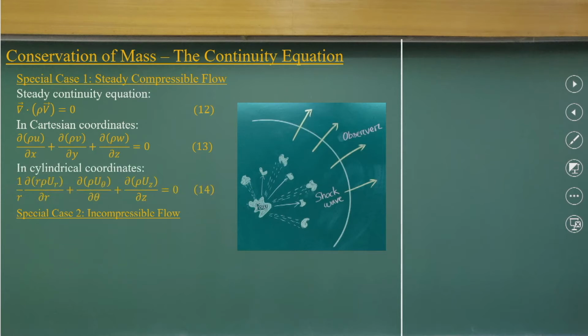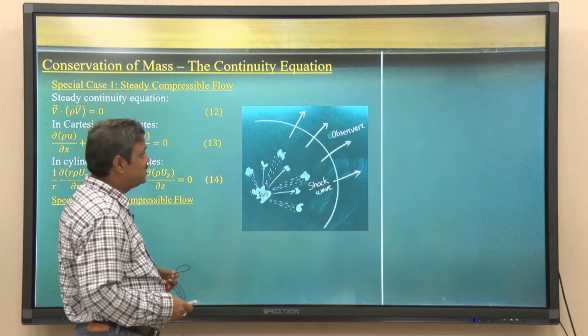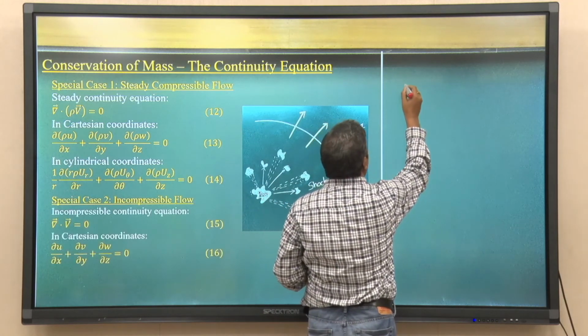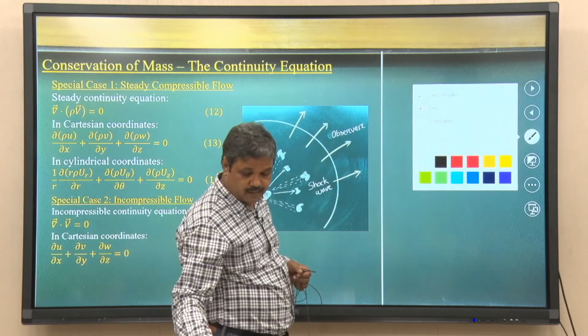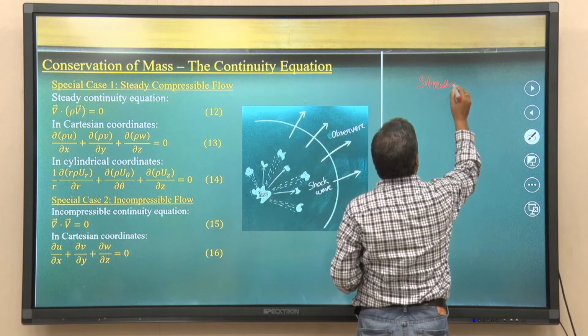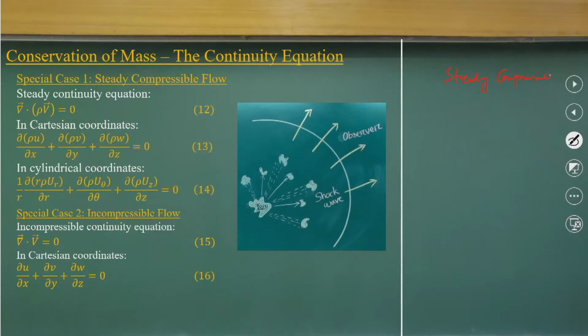Now, I will look at some case studies. For example, consider the case of steady compressible flow. As it is a steady problem, all these time derivative components will be 0, because nothing changes with time. The velocity field and the density field do not change with time. Under that condition, any partial derivative with respect to time will give us 0.